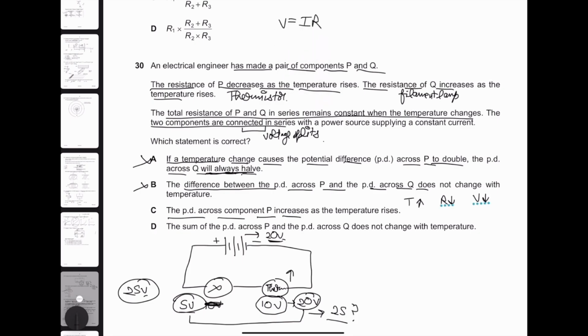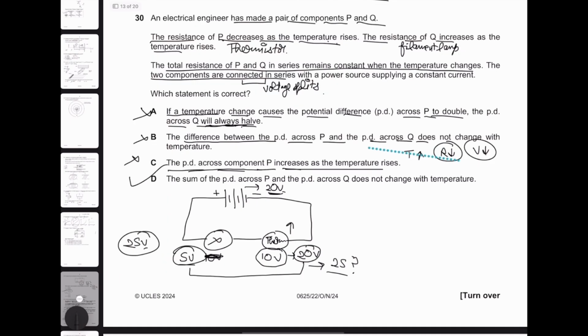V is equal to IR, right? In a series circuit, I is constant. So V is directly proportional to R. Now, in P, when the temperature rises, the resistance decreases. If the resistance is decreasing, V should also decrease because V is directly proportional to R. Think about it. It's a good question. If you have any doubts, feel free to let me know in the comment section. So this is also wrong. Your correct answer should be D.